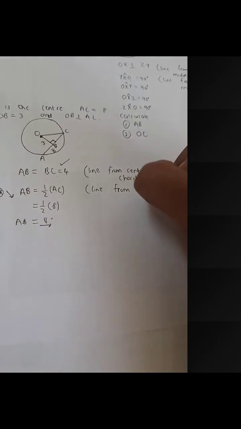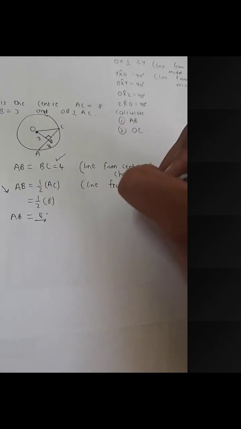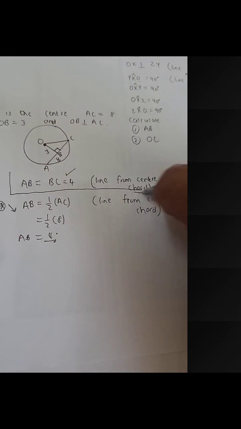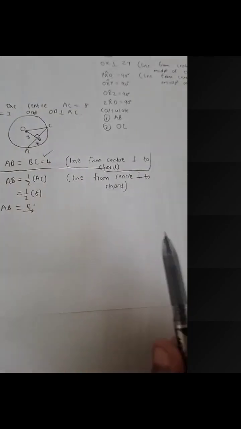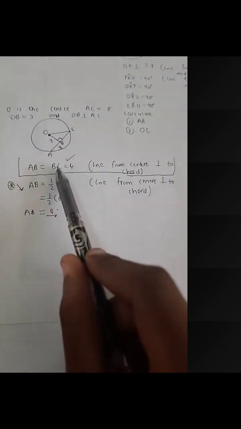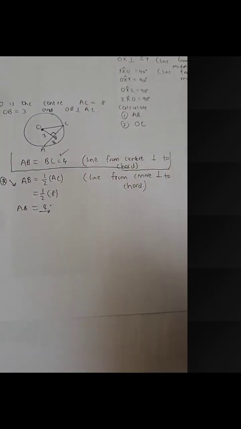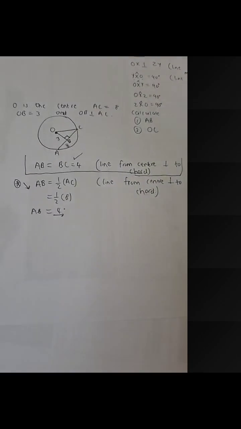Line from center perpendicular to chord. So this one is me doing it off by heart. Okay. Right? And then this one is me approaching it more algebraically, if you want to say so. Right? But even if I said AB is equal to BC is equal to 4, 100% correct. I've got my statement, I've got my reason, so it's full marks.